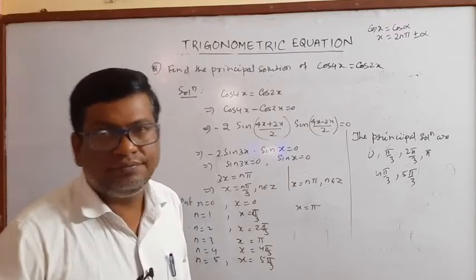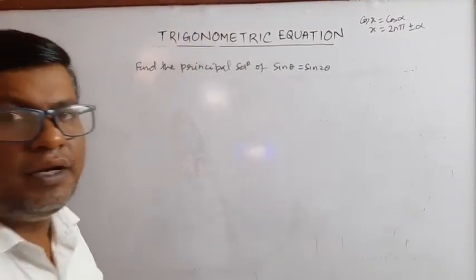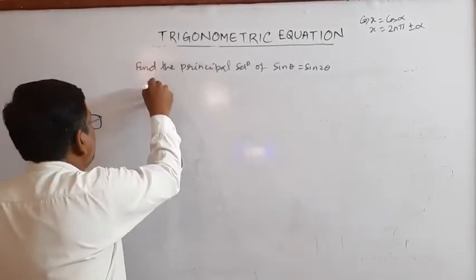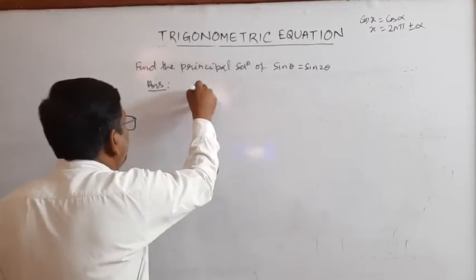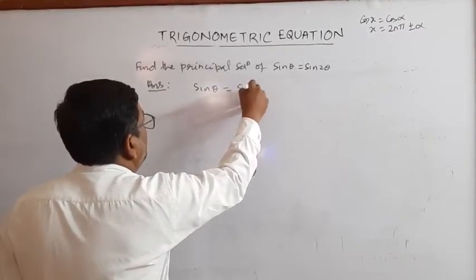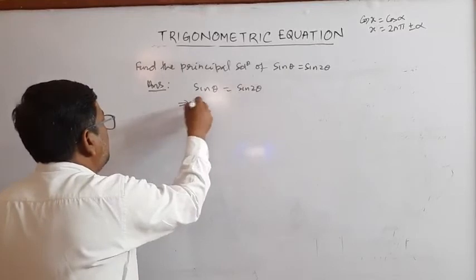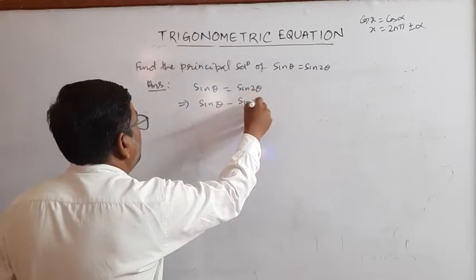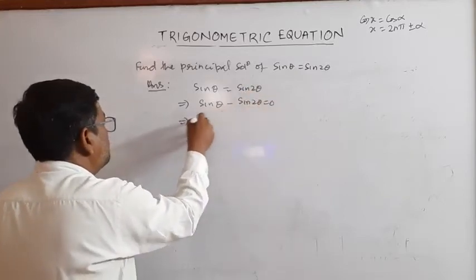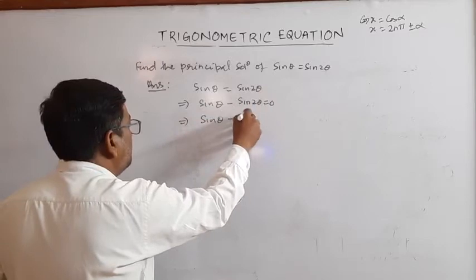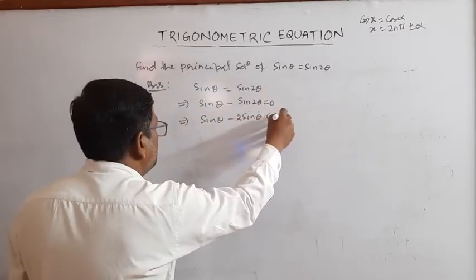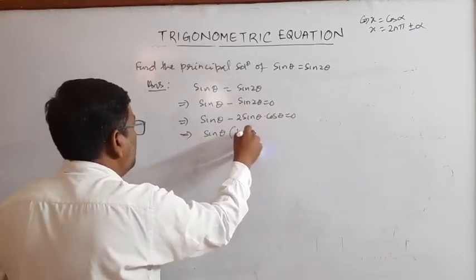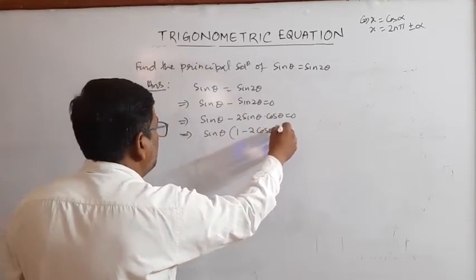Now another question. Find the principal solution of sin theta is equal to sin 2 theta. So the answer: sin theta is equal to sin 2 theta, or we can write sin theta minus sin 2 theta is equal to 0. Factorizing, we get sin theta minus 2 sin theta cos theta is equal to 0. So sin theta common, 1 minus 2 cos theta is equal to 0.